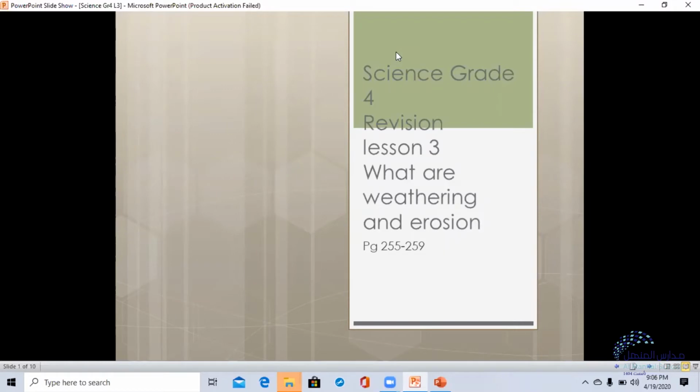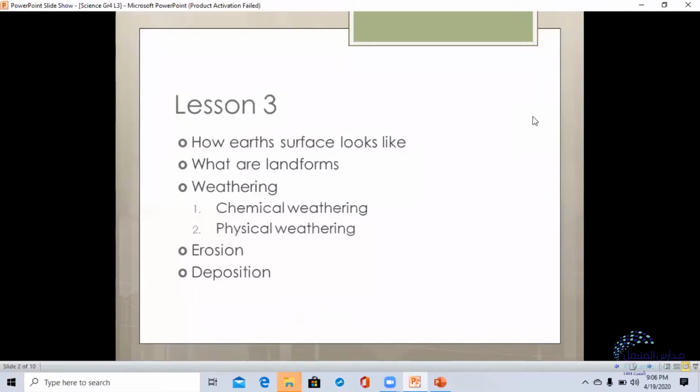Today we'll be revising lesson number 3, what are weathering and erosion, as well as lesson 4, how Earth's surface can change rapidly. So let's jump in right away. So lesson 3, we will be looking at what Earth's surface looks like, what are landforms, what's weathering, chemical weathering and physical weathering, what is erosion and deposition.